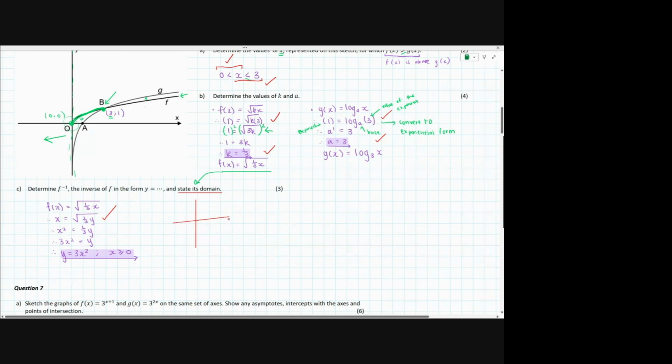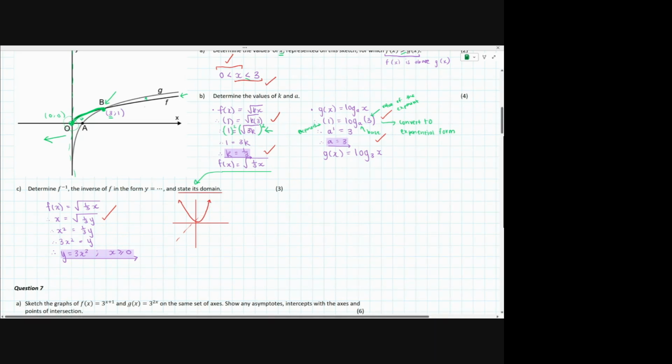So we would have a happy face, something like that, in terms of our parabola. If we were to now reflect this over the line y equals x, our inverse would sit something like that. And because of our horizontal line test, that is not a function. And so what we do is we end up restricting the domain.